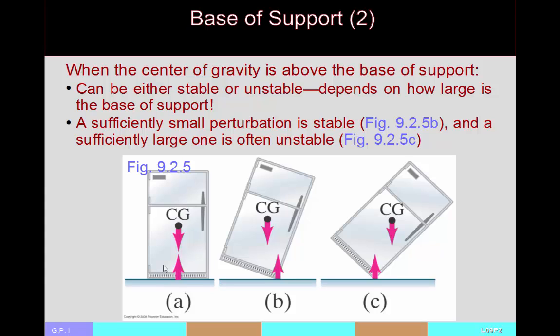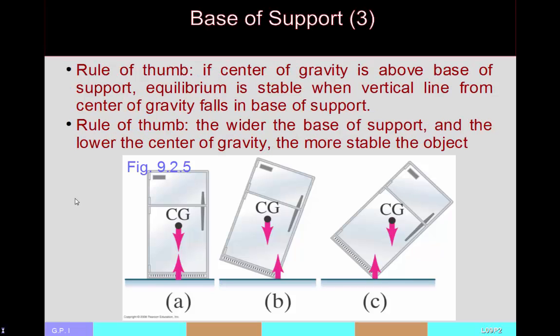So typically, when your center of gravity is above the base of support, the result is that a small perturbation tends to be stable and a large one tends to be unstable. So here is the refrigerator-freezer under stability. Here is a small perturbation. It's tipped slightly to the side, but if you were to stop pushing on it, it would actually tip back this way so that it remains upright. If you tip it too far, however, it's going to fall over on its side.